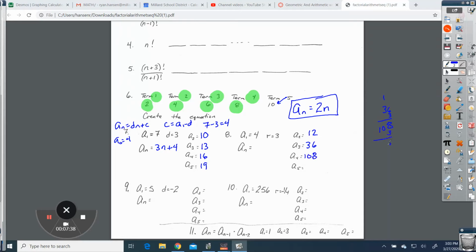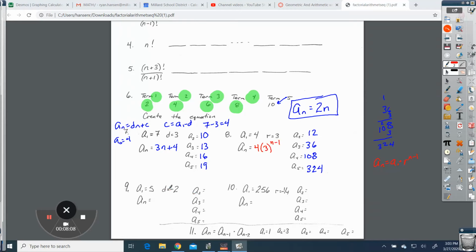So 3 times 8 is 24. 3 times 0 is 0. Add the 2. So 324. So now again in the notes that you watched on the video, it says that An is always given by A1 times R to the n minus 1. So A1 is 4, R is 3, and then we just put n minus 1. That's the general equation. Okay.